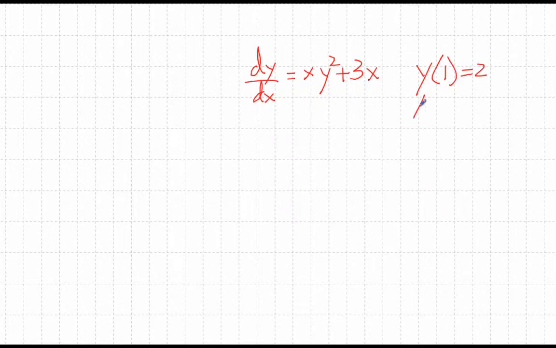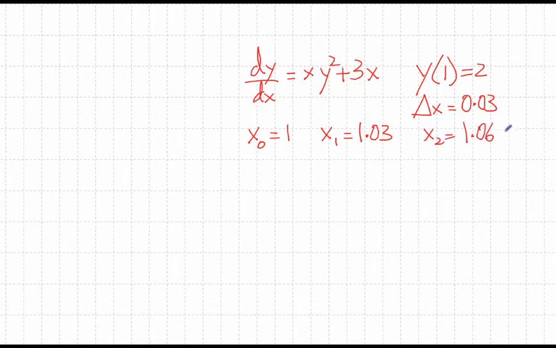To solve this approximately, we'll need a grid spacing. Let's take that delta x to be 0.03, in which case our first point will be x0 equals 1. The next one will be x1 equals 1.03. The one after that will be 1.06, etc. At x0 equal to 1, y0 is 2. When x1 is 1.03, we need to find out what y1 is, similarly y2, etc.